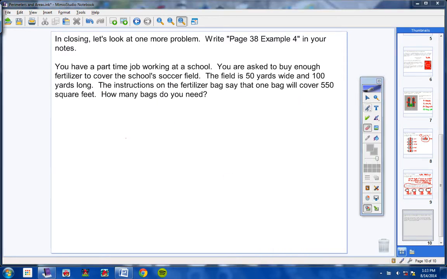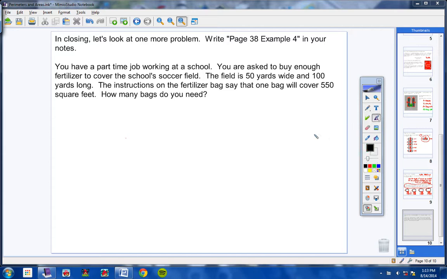Okay, let's go ahead and read this problem. It reads, you have a part-time job working at a school. You are asked to buy enough fertilizer to cover the school soccer field. The field is 50 yards wide and 100 yards long. The instructions on the fertilizer bag say that one bag will cover 550 square feet. How many bags do you need?